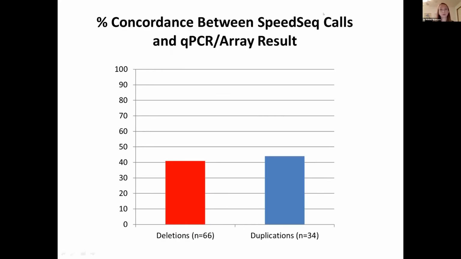And then we took a subset of those calls and ran qPCR, not those same calls, but a different set of calls. So we took a different subset of the SpeedSeq calls and did qPCR, or we had the corresponding array. And there was only about 40% concordance for deletions and duplications between the SpeedSeq call and our qPCR or array result. Meaning that over half, so 58% of the calls that we get are actually false positives. And we don't really want to have to comb through all those false positives manually.